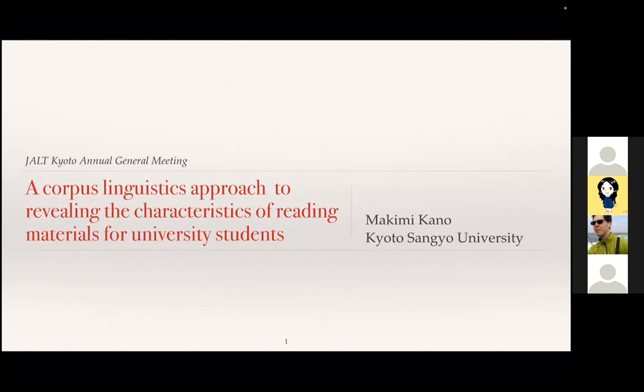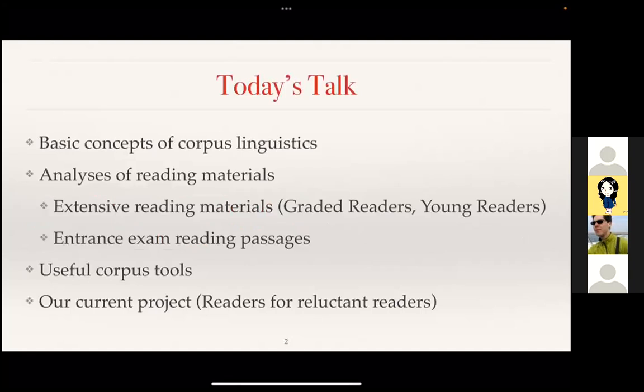So, of course, some students think some materials are difficult or easy depending on the genre of their reading or the familiarity with the topic. But there must be some linguistic characteristics, features of the type of materials that make them easy or difficult for students to read. Okay, so today's talk is about the analysis of reading materials university students deal with in their university years.